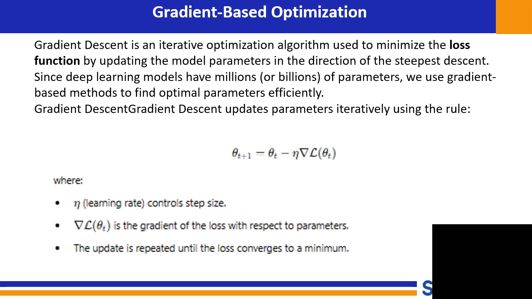Gradient descent updates parameters iteratively using the rule theta t plus 1 is equal to theta t minus eta times the gradient of L of theta t. Here eta controls the step size, which is the learning rate, and the gradient of L of theta t is the gradient of the loss with respect to parameters. The update is repeated until the loss converges to a minimum.